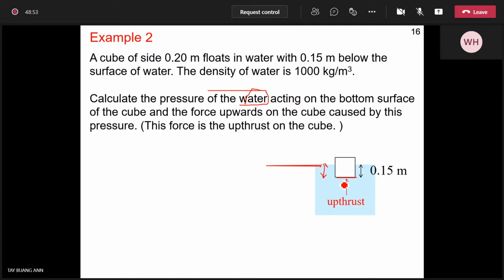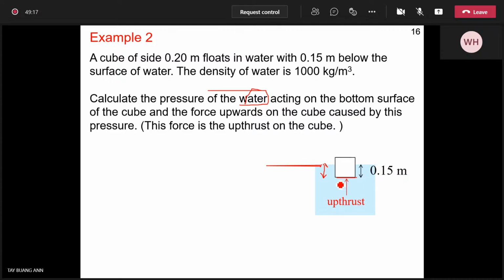So this is the origin of the upthrust force on the object when it is floating in water. This upthrust force is produced by the pressure of water. So let us calculate this upthrust force. How do we do that? Pressure due to this depth of water, 0.15 meter.